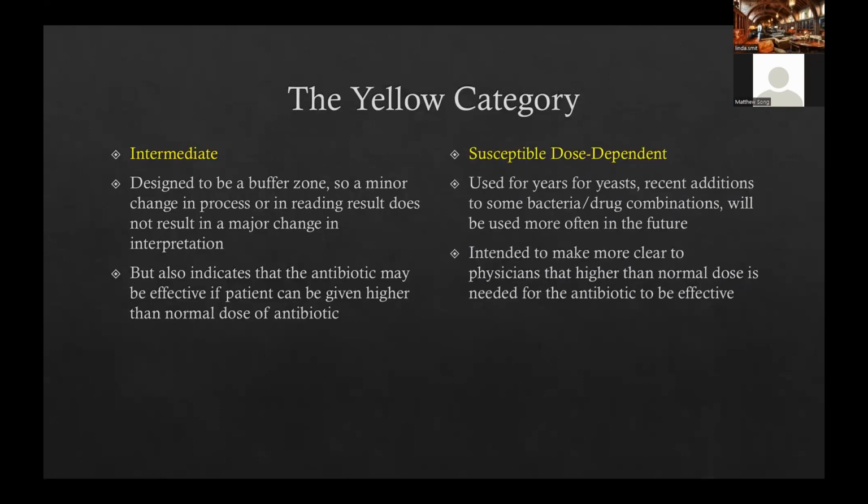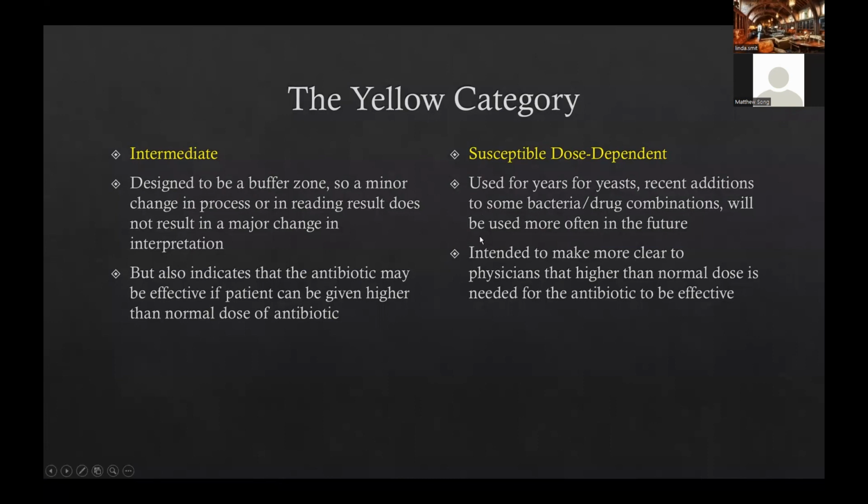Now, you'll notice more recently, we're seeing more and more of these called susceptible dose dependent. So we've been using this category for years for yeast. You may have seen, for example, the classic is Candida glabrata is never susceptible to fluconazole. It's susceptible dose dependent, but it's not fully susceptible. But we started adding it for some bacteria drug combinations as well. It kind of started off with the enterics and cefepime. It's moved to the enterics and piptazo. There's this new susceptible dose dependent category.